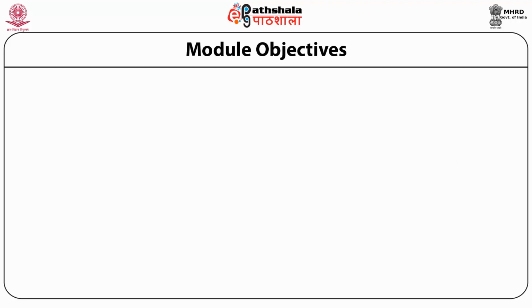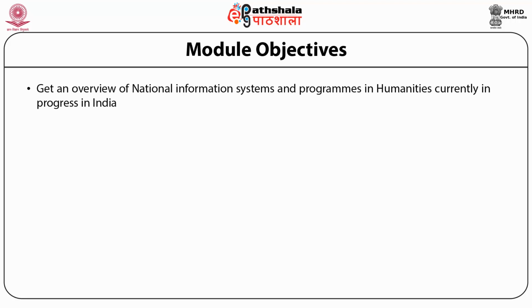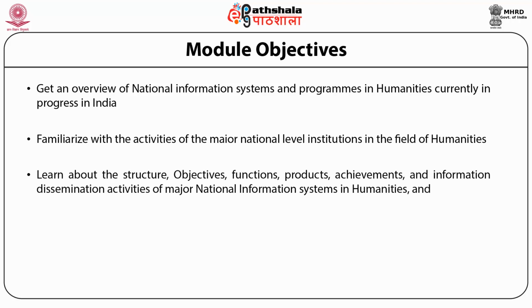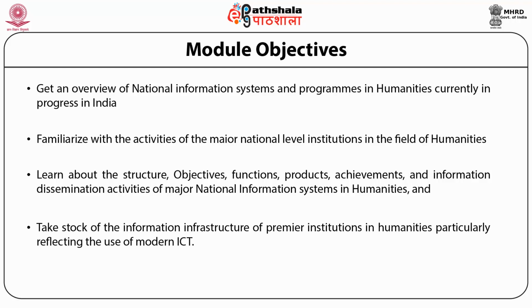The objectives of National Information System and Programs in Humanities are to get an overview of National Information System and Programs in this field currently in progress in India, to familiarize with the activities of the major national level institutions in the field of humanities, to learn about the structure, objectives, functions, products, achievements, and information dissemination activities of major national information system in humanities, and to take stock of the national information infrastructure of premier institutions in humanities, particularly reflecting the use of modern ICT.